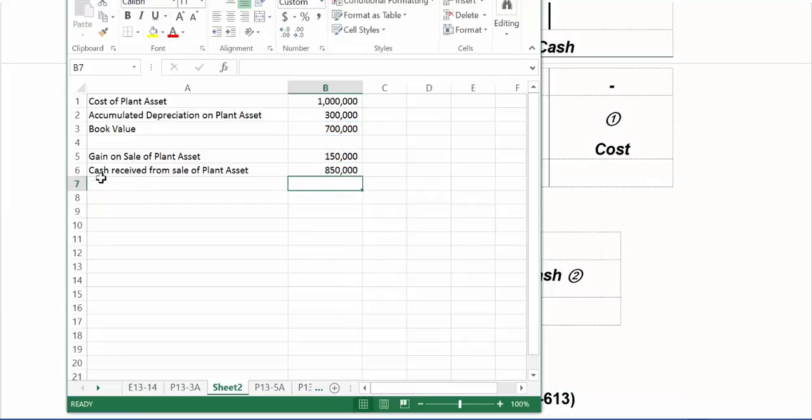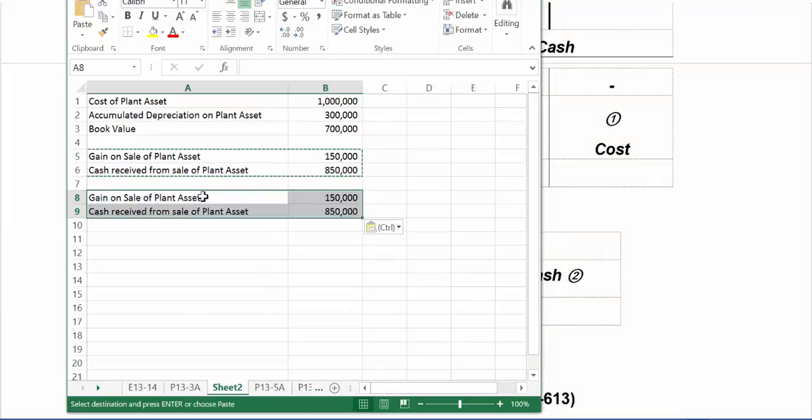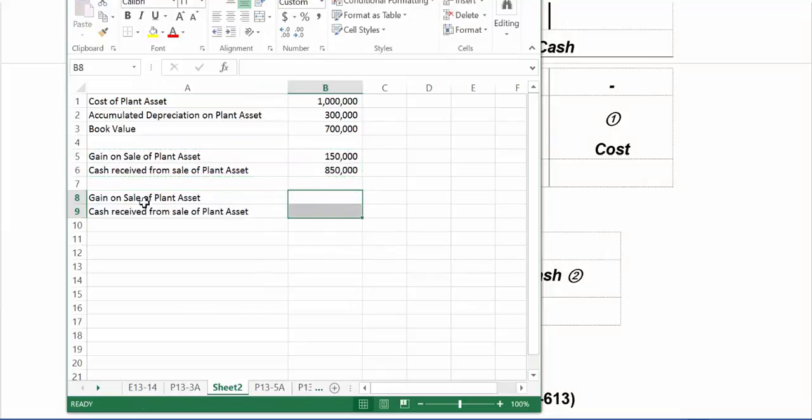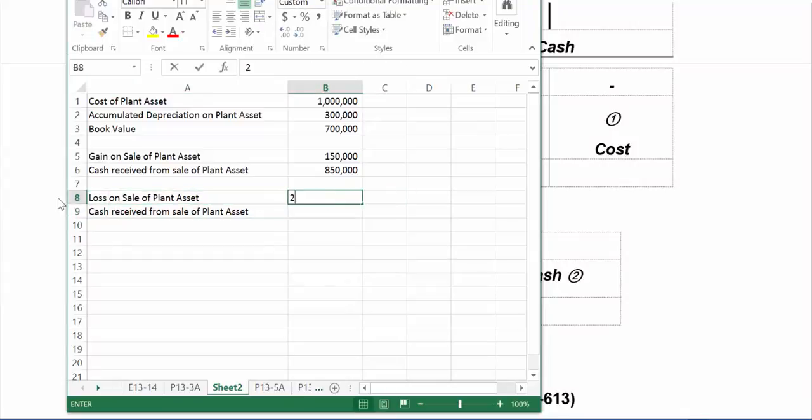However, what if it was a loss on sale of plant asset? If it was a loss on sale of plant asset, and let's make that one a different amount. Let's call that 210,000. Then the cash received from the sale of plant asset would be the book value minus the loss, or only $490,000.